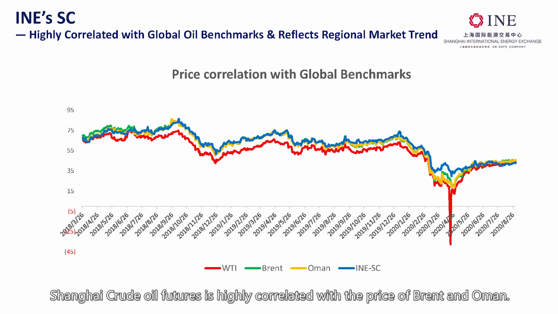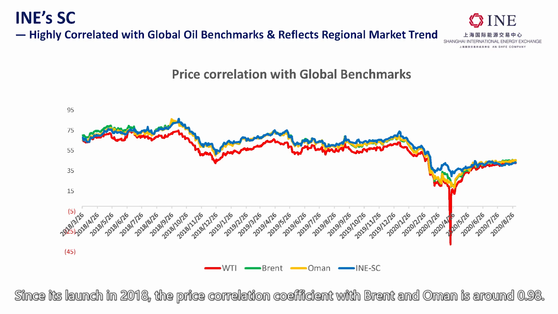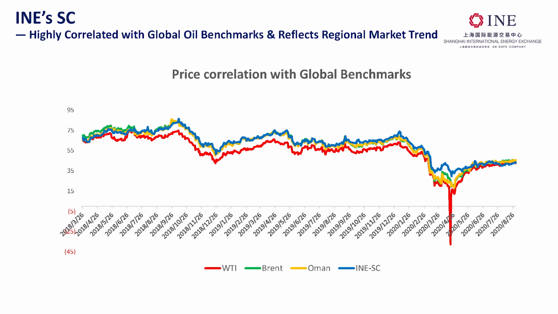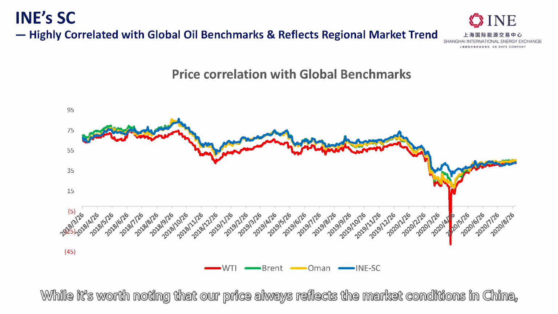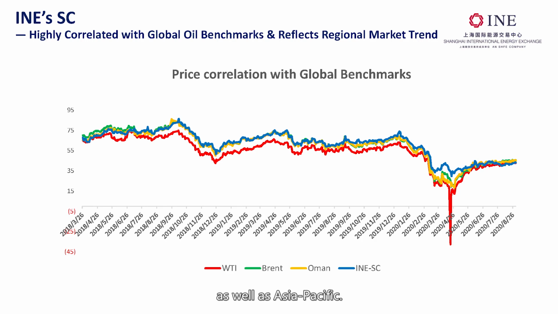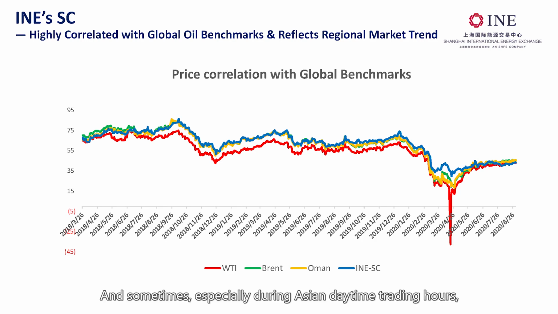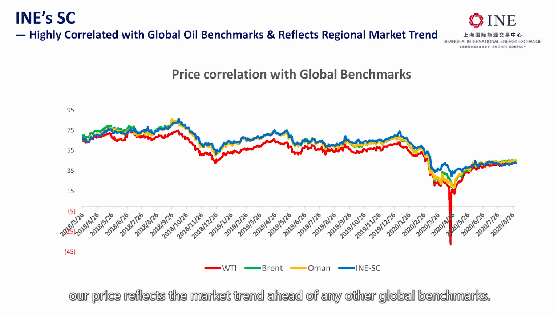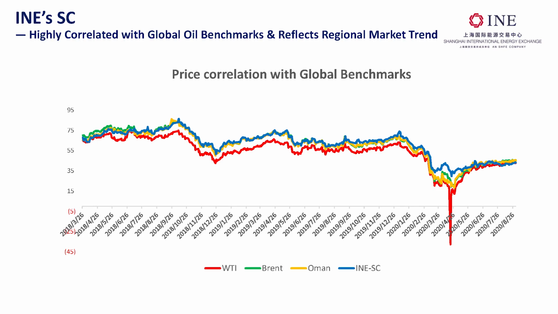Shanghai crude oil futures is highly correlated with the price of Brent and Oman. Since its launch in 2018, the price correlation coefficient with Brent and Oman is around 0.98. While it's worth noting that our price always reflects market conditions in China, as well as Asia Pacific. And sometimes, especially during Asian daytime trading hours, our price reflects market trends ahead of any other global benchmarks.